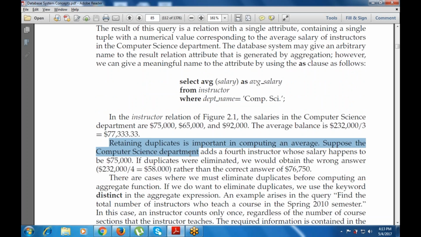And retaining the duplicates is important in computing an average also. Suppose the computer science department has a 4th instructor, for example, whose salary happens to be 75,000. So if duplicates were eliminated, we will obtain the wrong answer, because it is divided by 4. And the correct answer is 76,750.